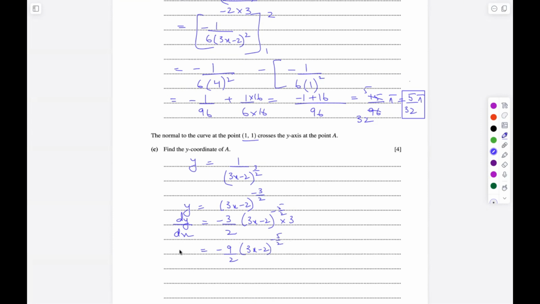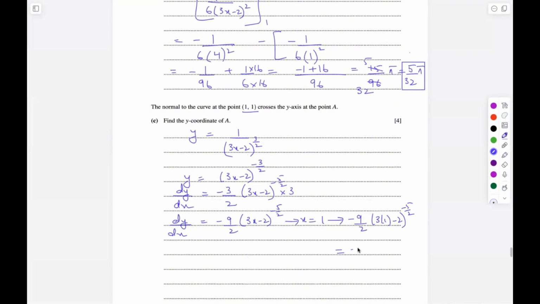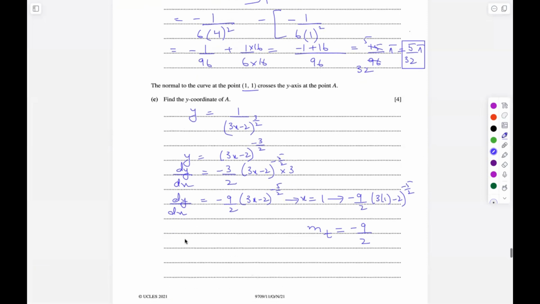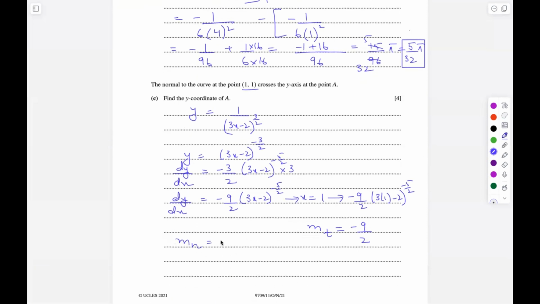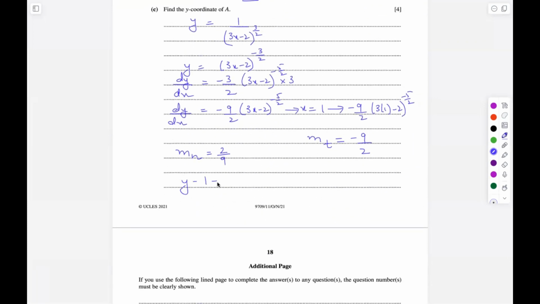So this dy/dx represents the gradient of the tangent. Substituting x equals to 1 into this expression, we get minus 9 upon 2 into (3 into 1 minus 2) to the power minus 5 upon 2. So 3 minus 2 is 1. So 1 to the power anything will be 1. So the gradient will be minus 9 upon 2. And this will represent the gradient of the tangent, which means that the gradient of the normal will be positive 2 upon 9. Finally, forming the equation, we will get y minus y1 is equals to 2 upon 9 into (x minus x1).